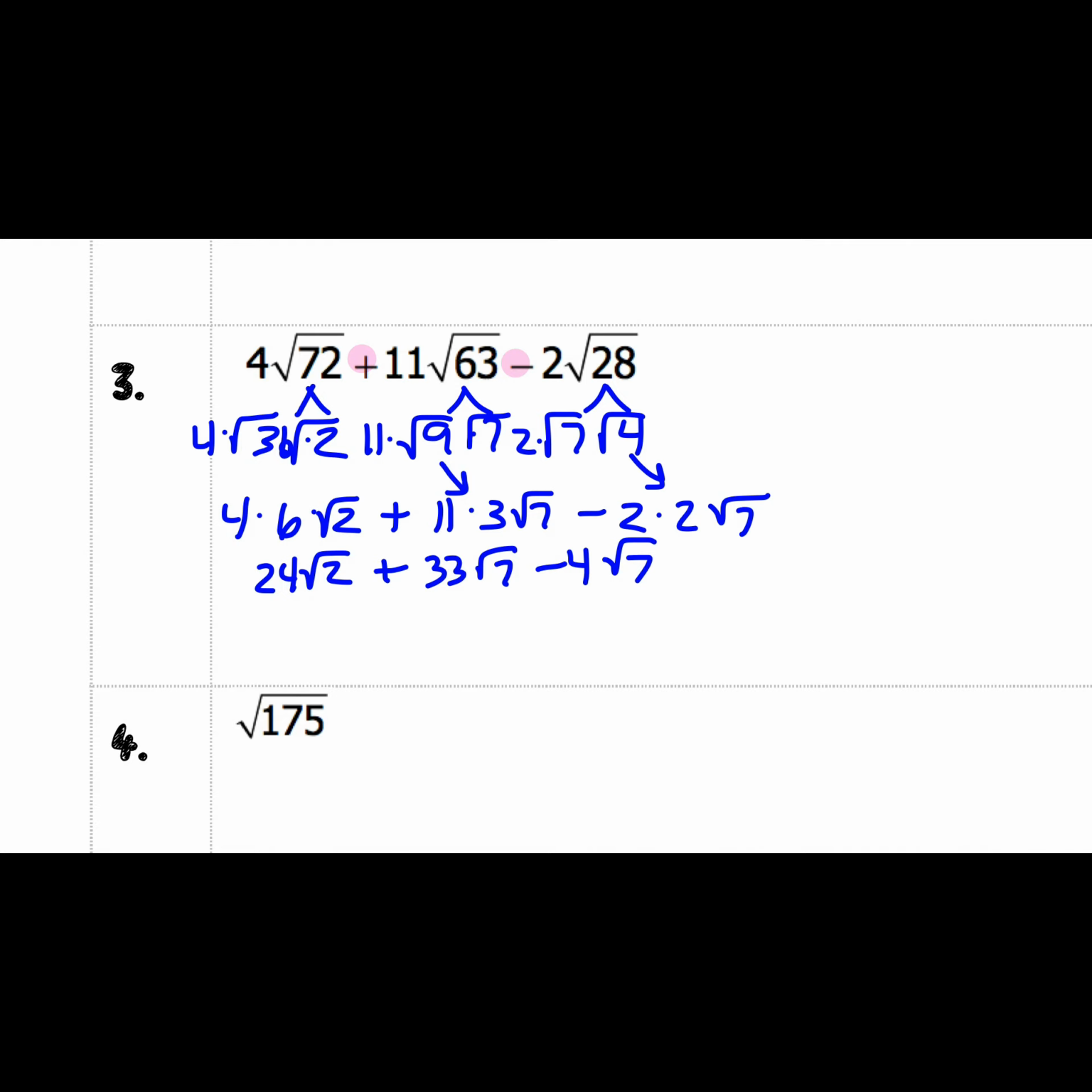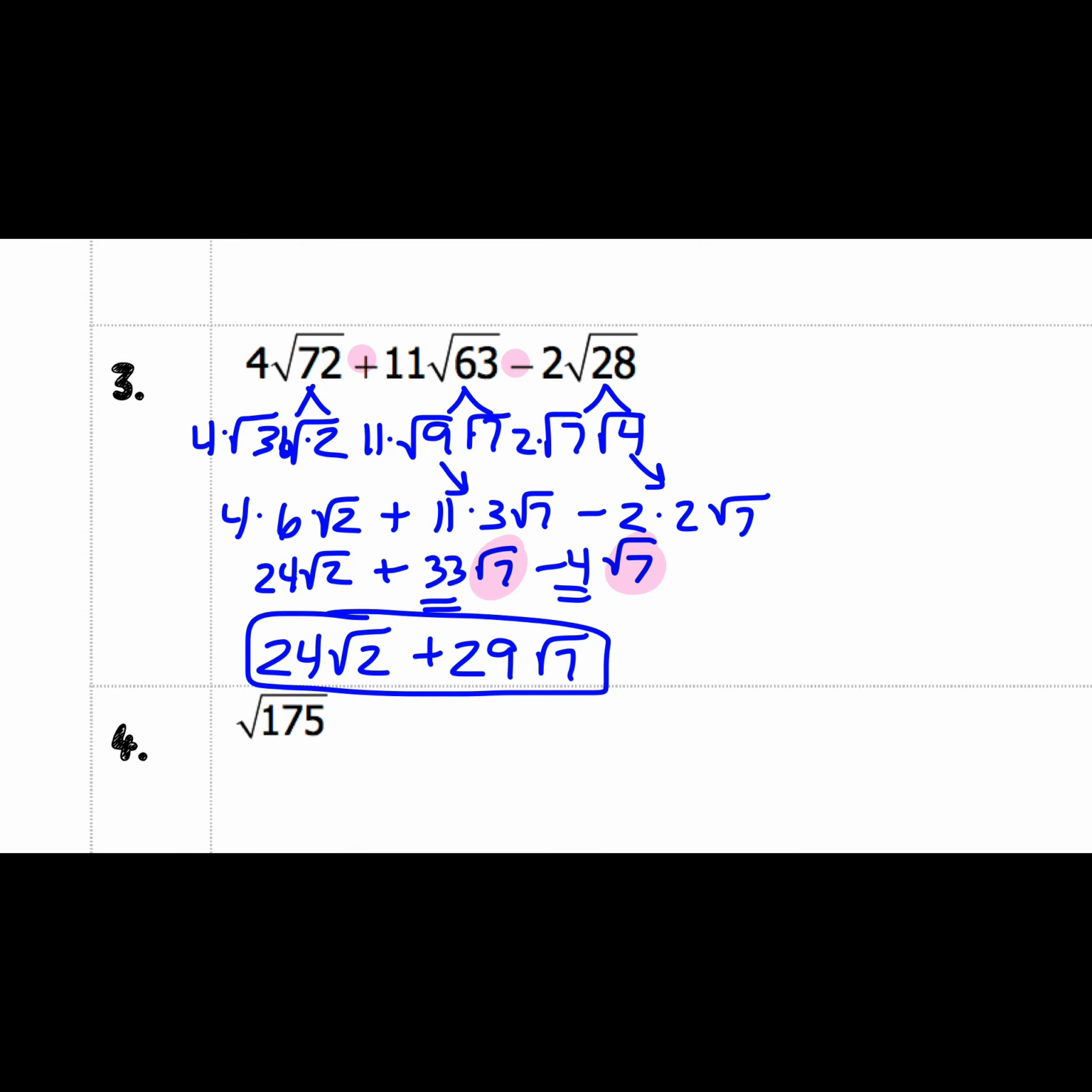Now in the case with radicals, they are alike if the radicals are the same. And so you would combine them the same way you would combine like variables. You combine the coefficients, the numbers in front, and you keep the radical the same. So I know I'm going to stay with 24 square root of 2, and I do 33 take away 4, which gives me a positive 29, and I keep the square root of 7. So that's the final answer you should have had for that problem.